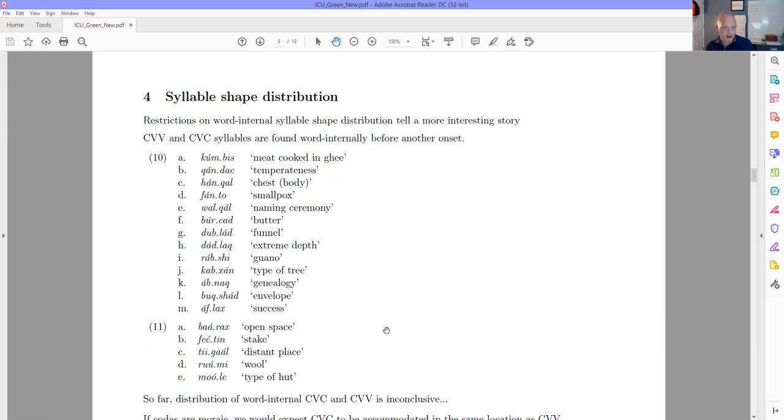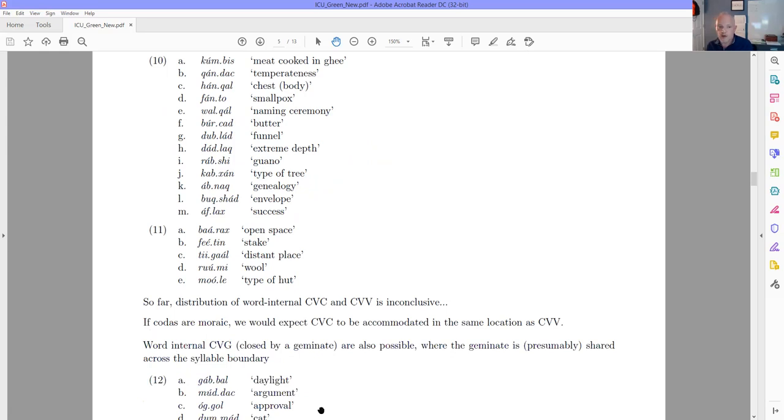So thus far, the distribution of these word internal CVCs and CVVs is inconclusive, right? Whether the consonants in CVCs are moraic or not, it's fine alongside those CVVs. As I said, if codas are moraic, we would expect CVC to be well accommodated in that same location as those syllables with long vowels.